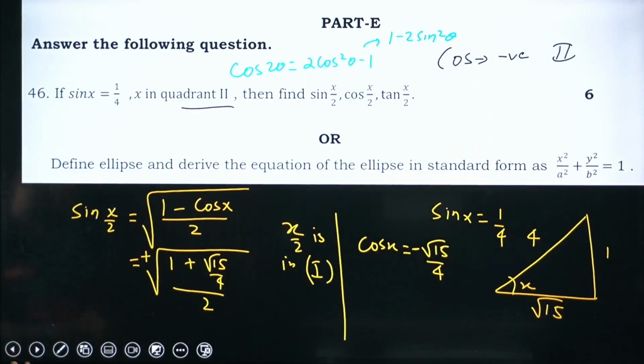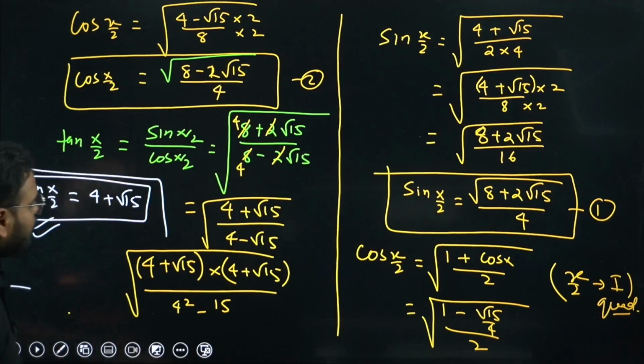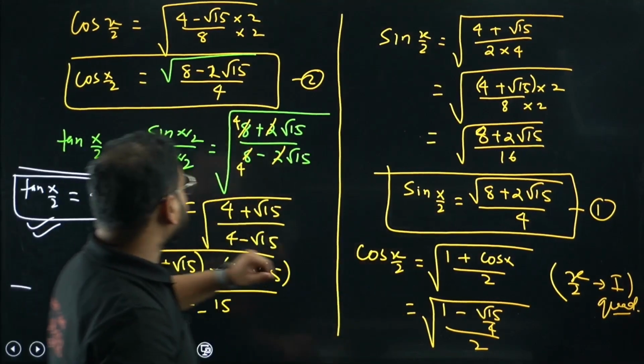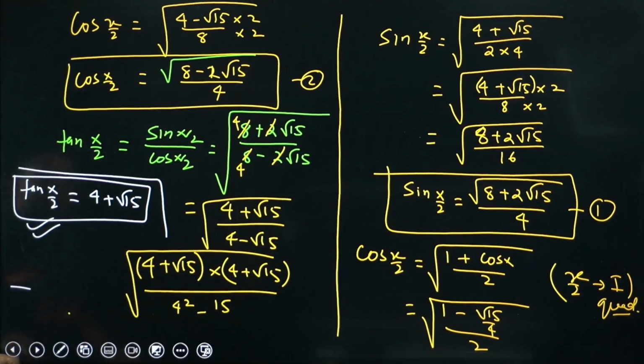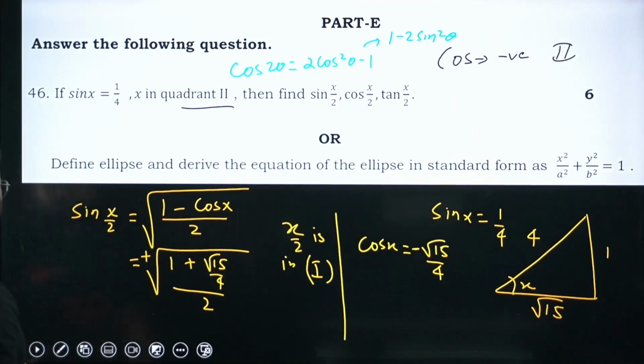Please check. Okay, we have sin x by 2 over here, cos x by 2 over here, and tan x by 2 over here. Please check from the beginning. Alright, let's move on to our part.